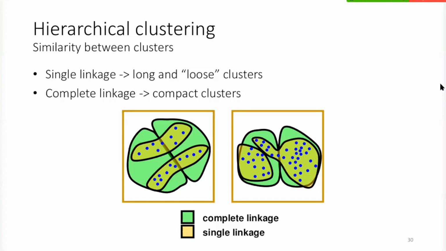And keep in mind that a general rule is that if you do single linkage, you end up with long and loose clusters because you keep moving one point at a time, and then you keep growing very long structures. Well, if you do complete linkage, then you always take outliers into account, right? So you end up with bigger clusters.